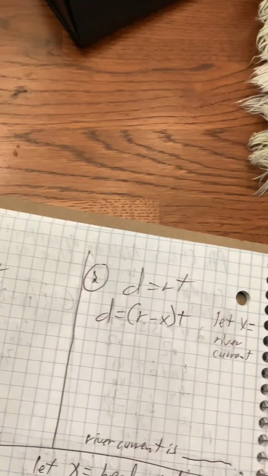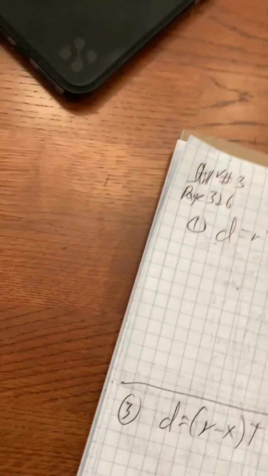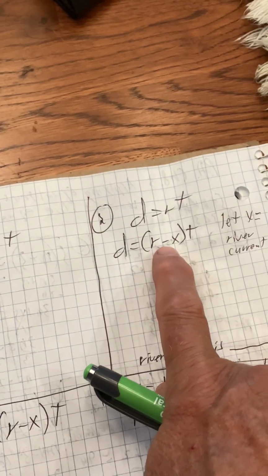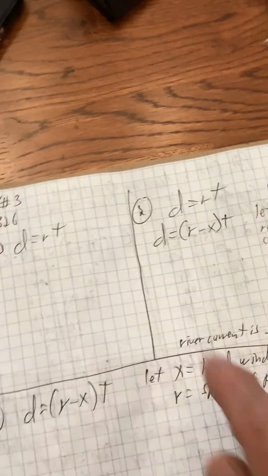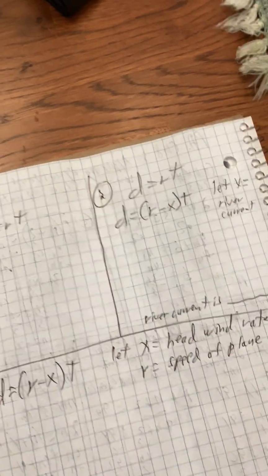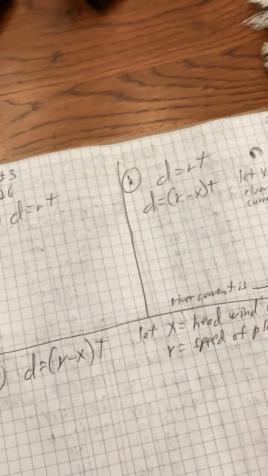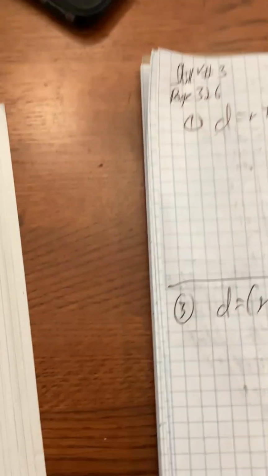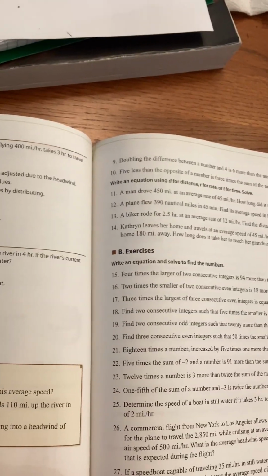Okay. And the last skill check is over here, and you're just going to use this formula, D equals RT, but you might have to modify it where you have 2 different rates, and either you're adding those, like if you're going with the current downstream, then you're going to add the current. If you're going against the current or against the wind, then you subtract, right? So it just depends. Anyways, number 1, an Olympic sprinter runs 100 meters in 9.8 seconds.